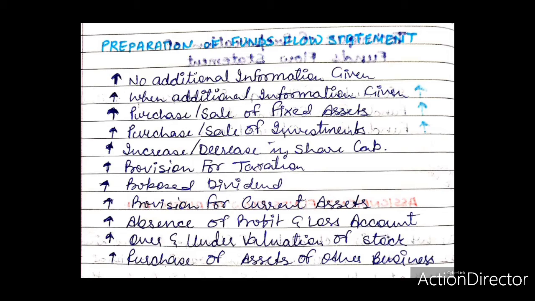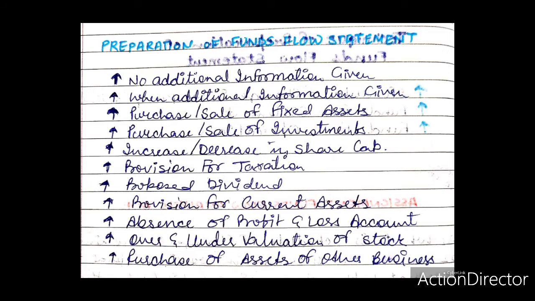In this way, after recording all the items of sources and uses of funds in the funds flow statement, the difference must be equal to the increase or decrease in the net working capital as shown in the schedule of working capital changes. When additional information is given, a funds flow statement prepared on the basis of only two balance sheets does not provide more information.